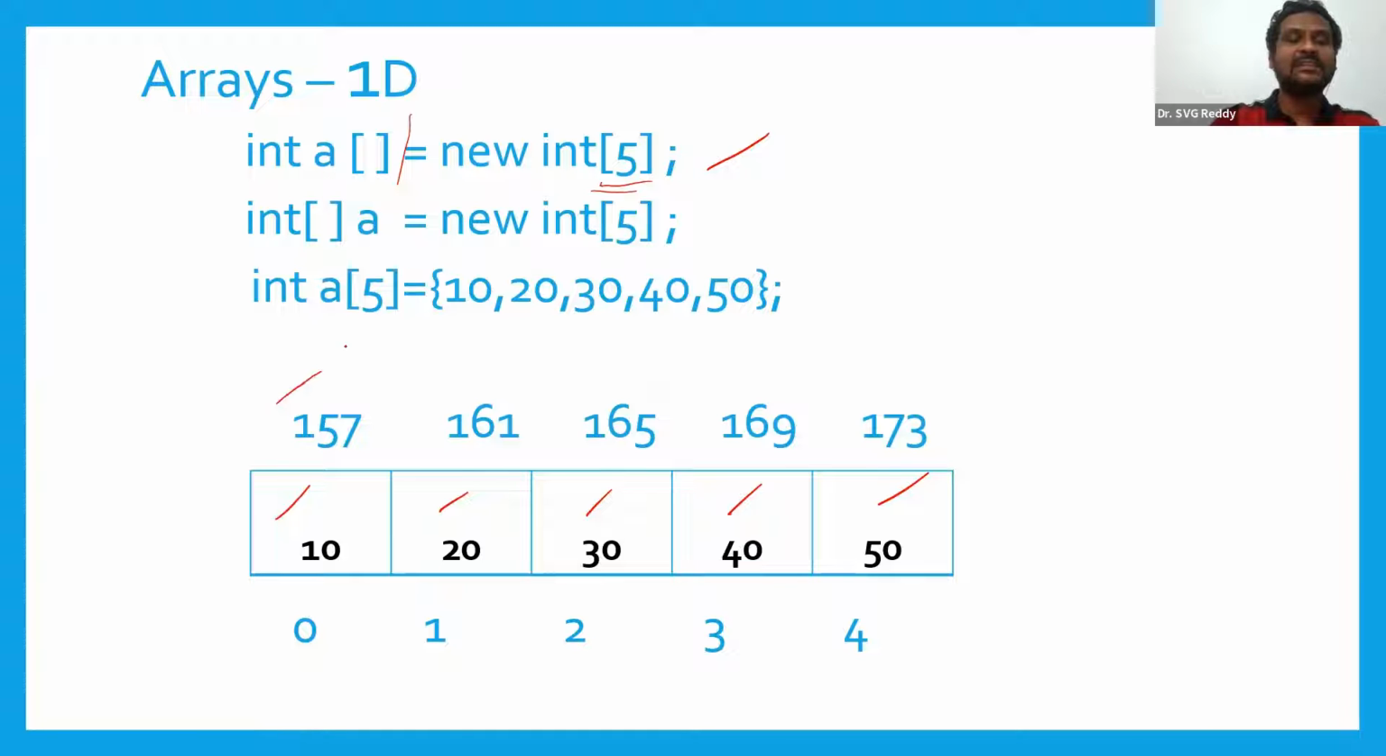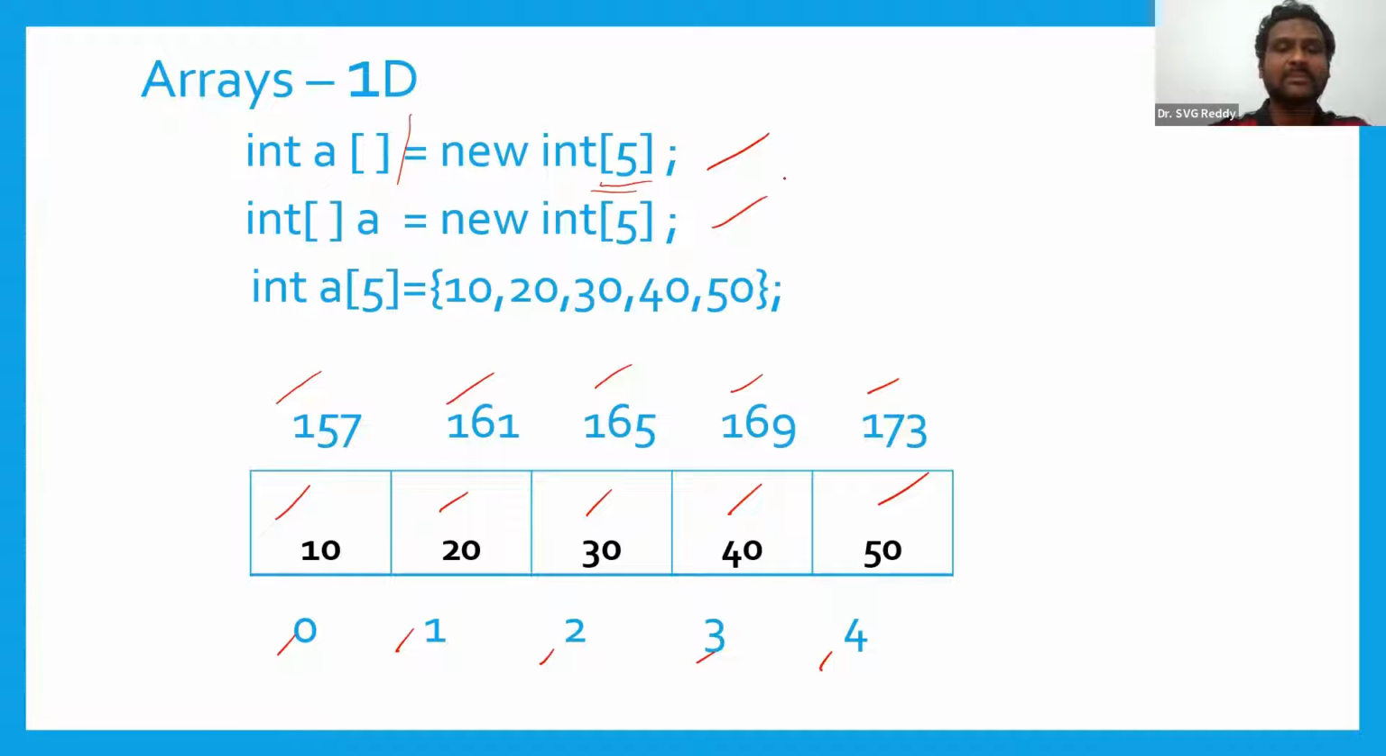So if the starting address is 157, then 157 plus 4 is 161, 165, 169, 173. We can see the indexes also: 0, 1, 2, 3, 4. So the array is created of 5 blocks having indexes 0, 1, 2, 3, 4. Assuming the starting address is 157, of course the address will be in hexadecimal. But for understanding, if it is 157, then plus 4 like that, we'll get the addresses of each and every location. So like that, the array will be created.